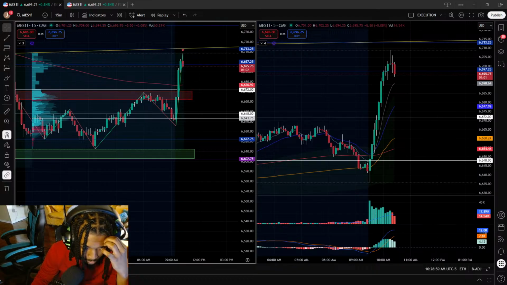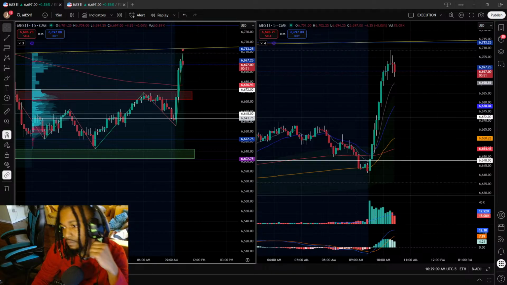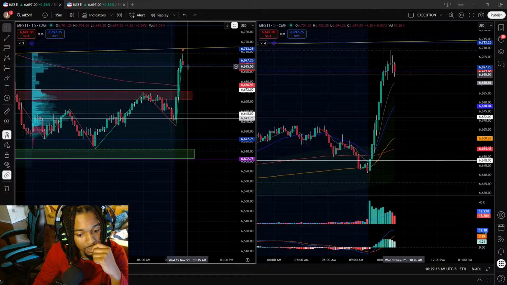How do we play this move? Just let it play out. But what if it doesn't? What if it doesn't? 50 seconds to this 15-minute close. This is a nice trigger.